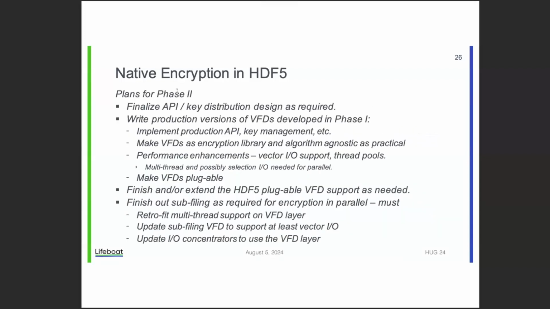So when we get to phase 2, plans are pretty much what you'd expect. We need to finalize the API and key distribution questions, and write production versions of the VFDs. That, of course, is going to include support for the key management and such. We also want to make the VFDs as encryption level agnostic as we possibly can be. As I said, we're really not doing encryption. We should make it as easy as possible for people to use it for encryption and frankly for other things as well. There's necessity to do odd things with the library.